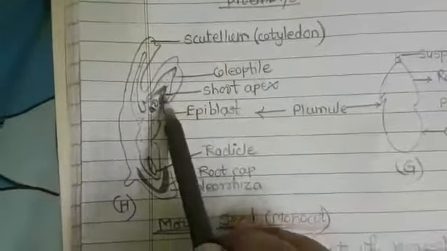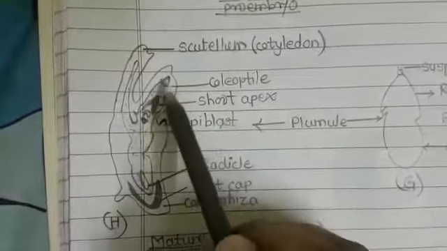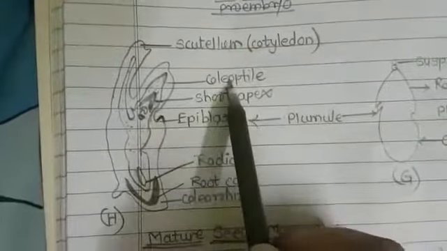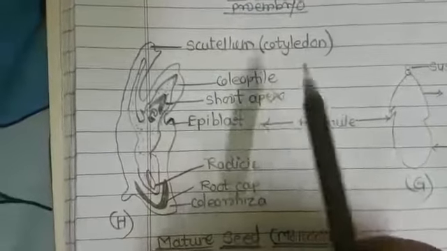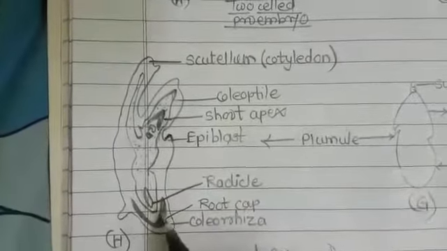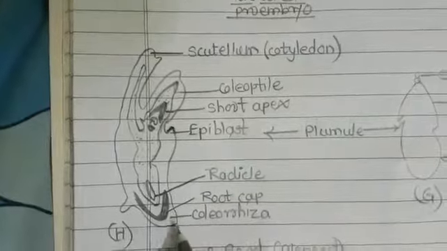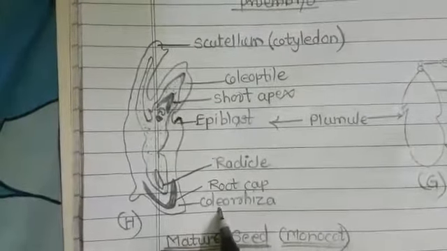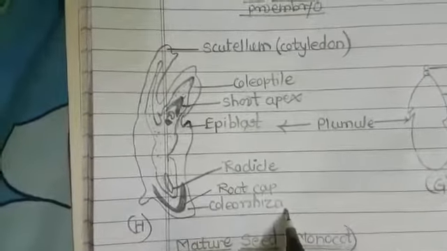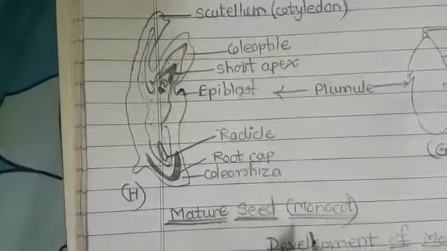into shoot apex. And the shoot apex is protected by one structure, that is, the covering of the shoot apex is called coleoptile. And similarly, where the radicle is forming, to protect the radicle there is the root cap, and the root cap is given protection by this, called the coleorhiza. So this is the structure of the mature monocot seed.